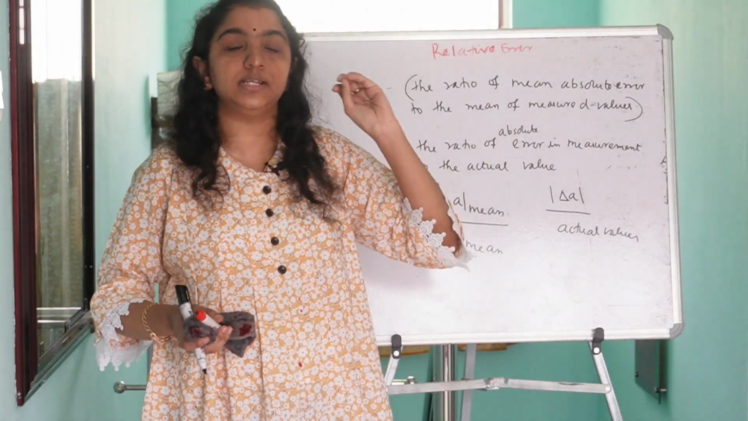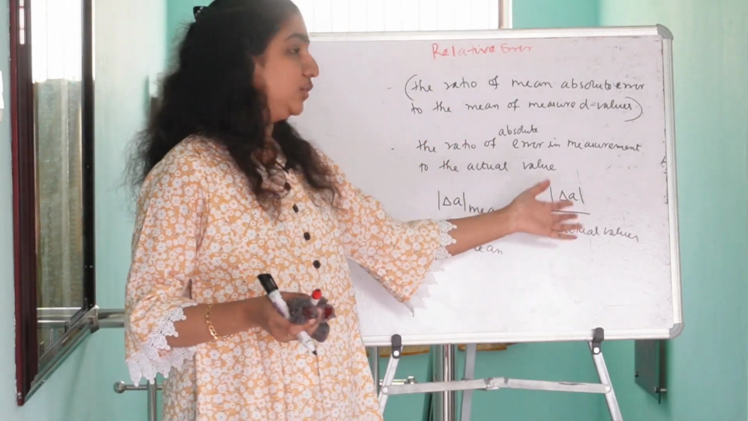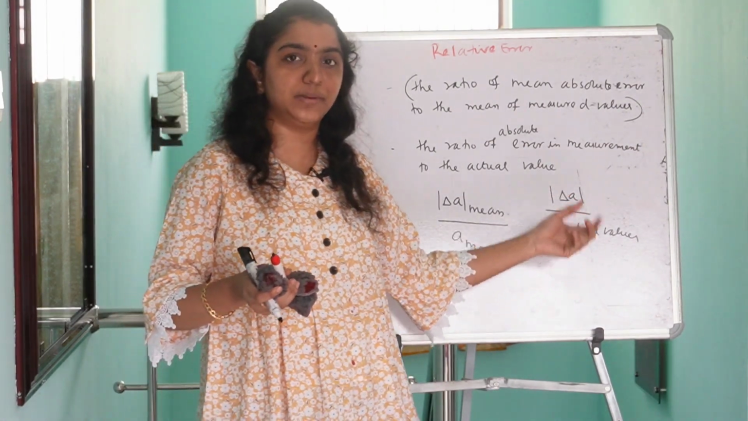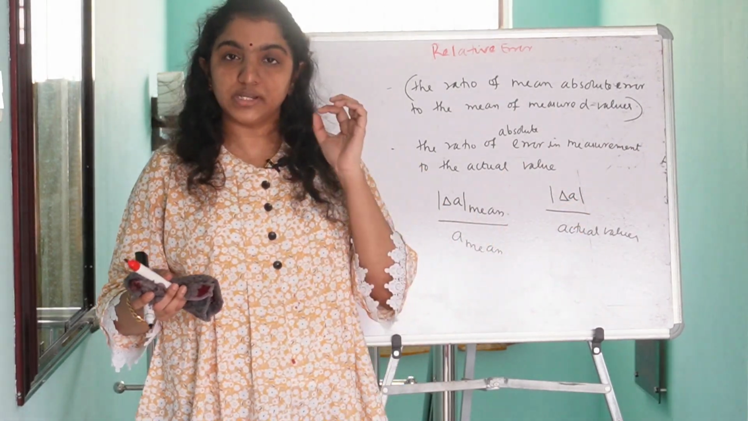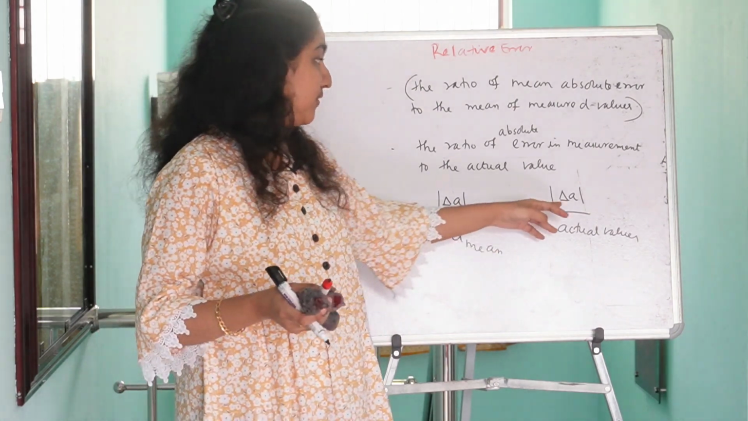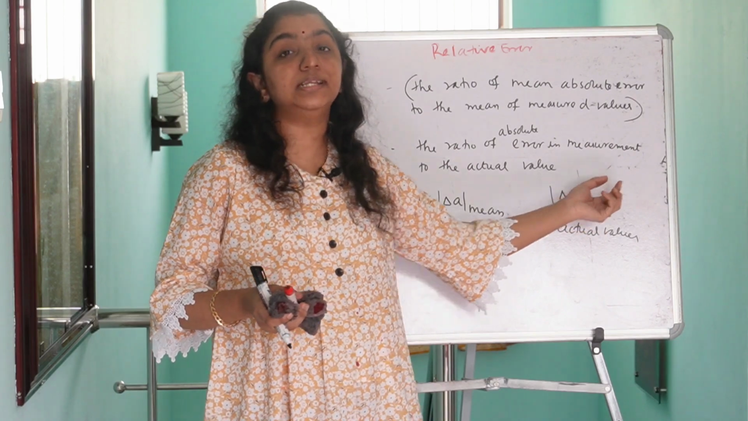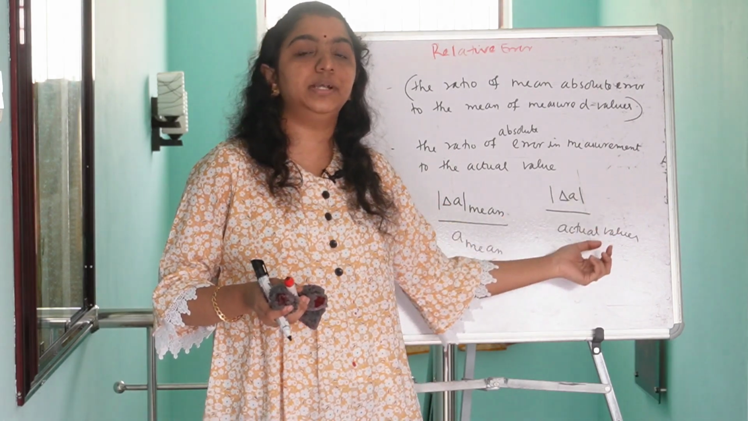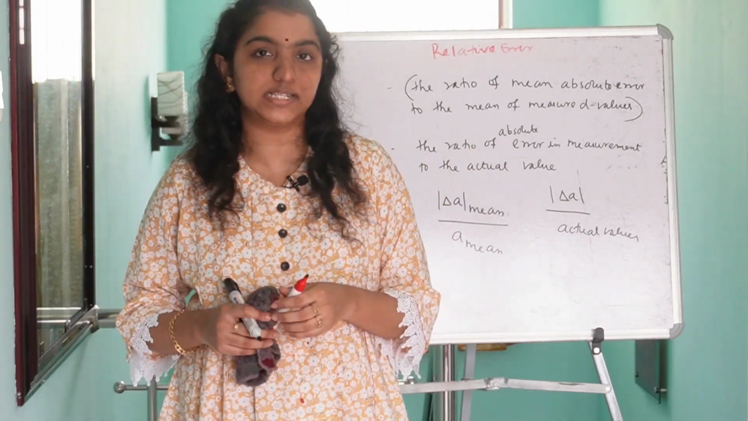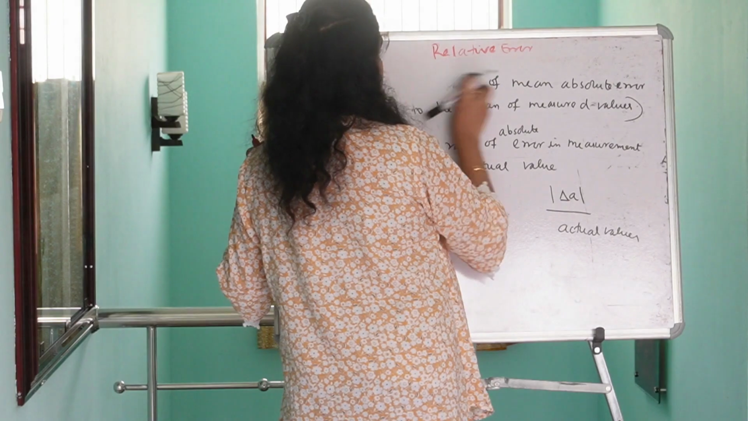Sometimes in a question, instead of providing you with so many measurements, they will provide you with a single measurement and the actual value. So in such cases, how do you find the relative error? You will find the relative error using this equation, that is error in the measurement divided by actual value of the physical quantity. Is it clear, guys? Yes. So let's see an example.